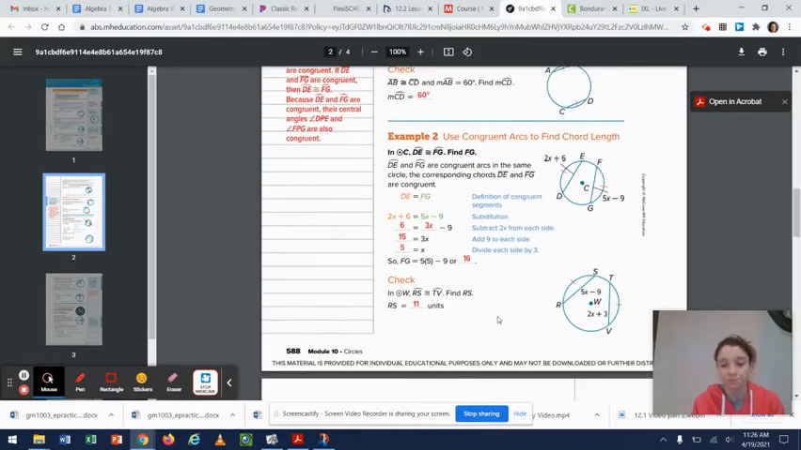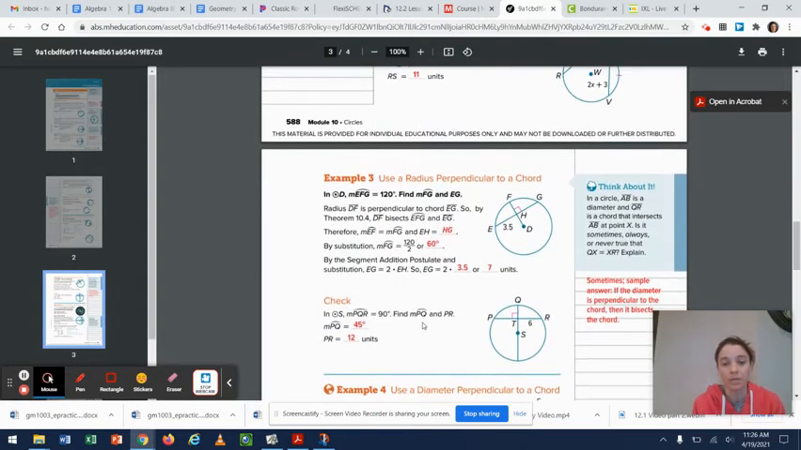In the check question, you should have set these two expressions equal to each other. 5x minus 9 equals 2x plus 3. You should have found that 3x is equal to 12, and so solving x would be 4. So when I plug it back into the RS, 5 times 4 is 20. 20 minus 9 would be 11.